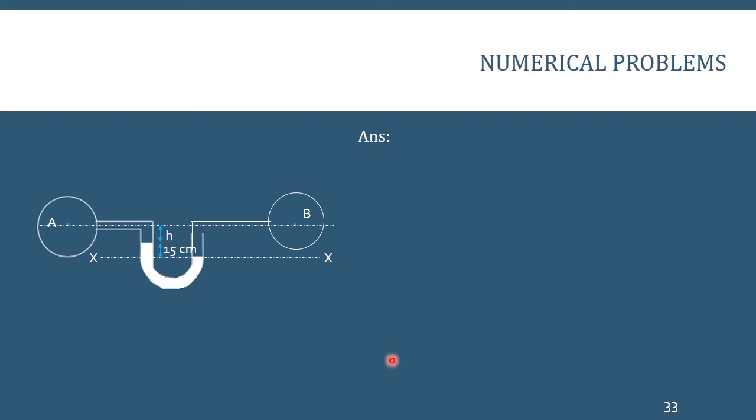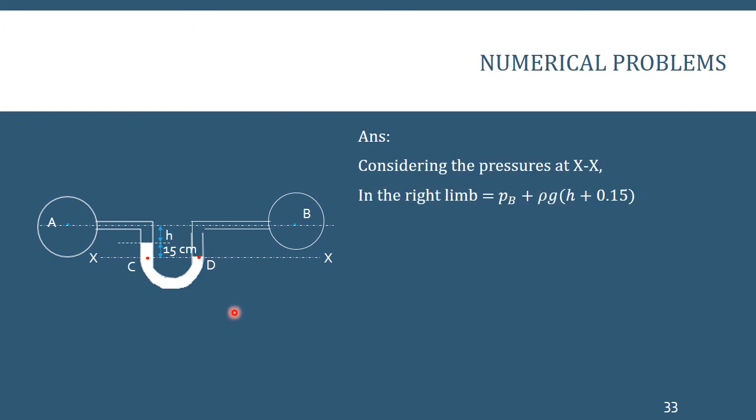We just equate the pressure in the right limb and the pressure in the left limb at XX. I am taking 2 points C and D along XX. From the figure I know that PC is equal to PD. Now in the right limb, the pressure is PB plus rho into g into (H plus 0.15). This is the total distance. In the left limb, similarly, I'll be having PA plus rho into g into H plus rho mercury into g into 0.15. Okay. Now these two pressures are equal.